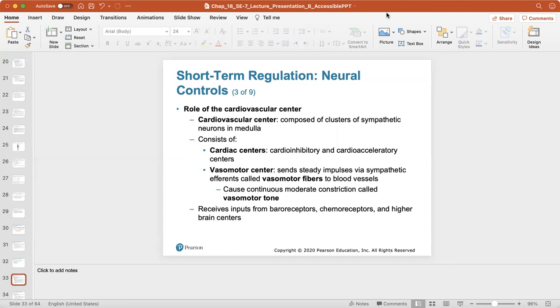The role of the cardiovascular center is seen here. It's composed of clusters of sympathetic neurons in the medulla. It consists of cardiac centers and the vasomotor center. Basically, the cardiovascular center will receive input from the baroreceptors, chemoreceptors, and brain receptors.